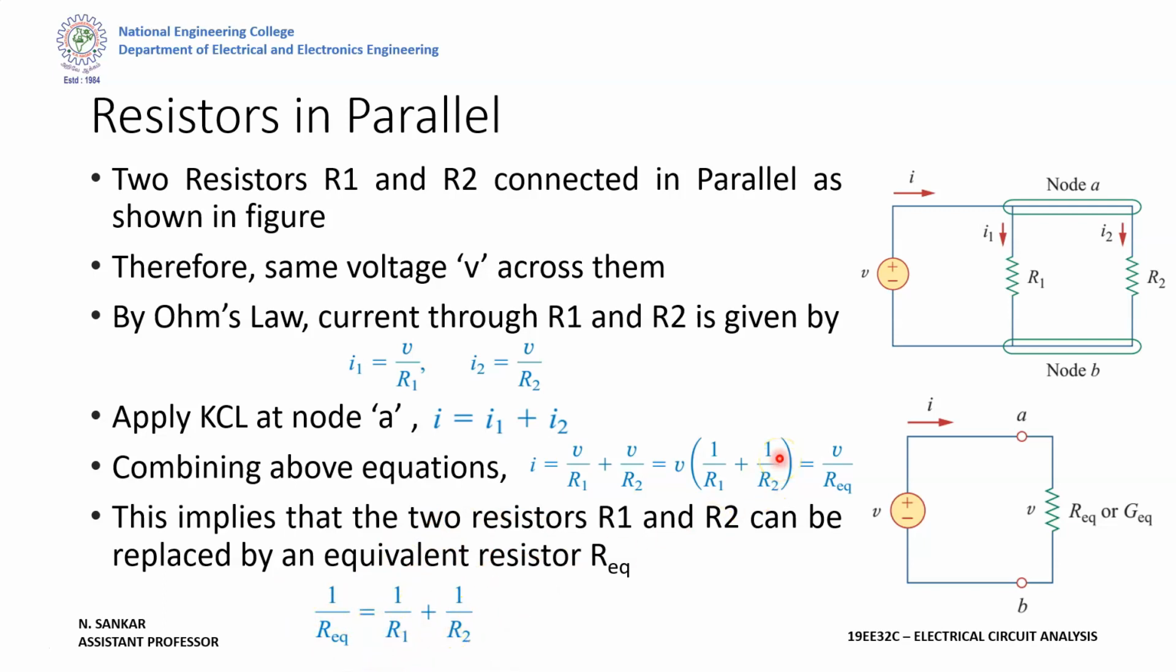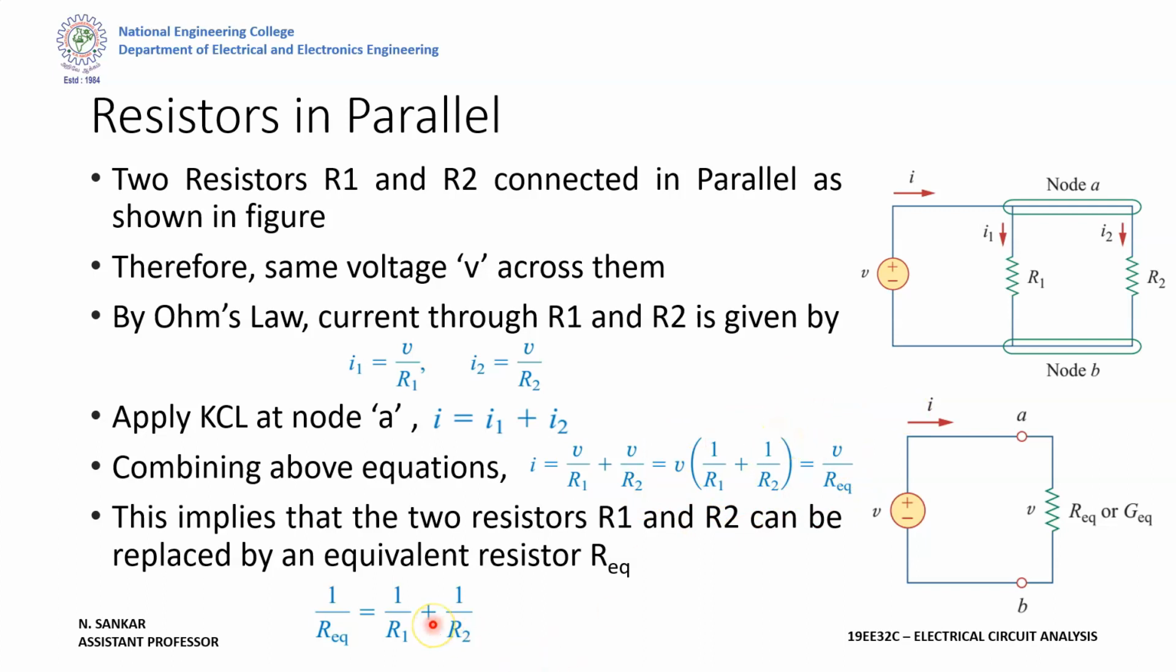Here I just want to confirm the same. I is equal to V by R, so for that R should be in the denominator. For that we have taken this term to the denominator. That's why it is written as 1 by R equivalent. 1 by R equivalent is equal to 1 by R1 plus 1 by R2. Just to compare it as a mathematical function, V and V get cancelled. 1 by R equivalent is equal to 1 by R1 plus 1 by R2.